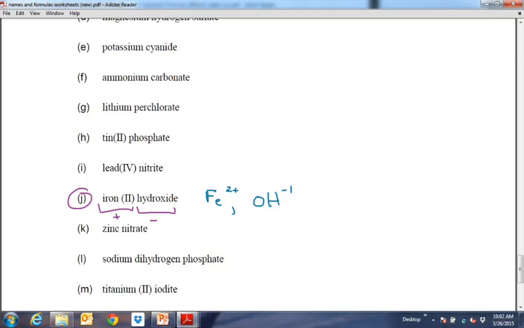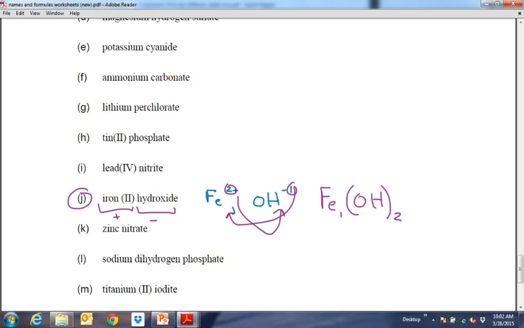Let's crisscross. Okay, I'm going to write Fe. How many Fe's do we need? We just need 1. Very good. And that 1 is optional. How many OHs do we need? 2. We do need 2 OHs. So here's an example where, since I need 2 of these things, in order to get 2 of them, I have to nest this. And that's it. Iron 2 hydroxide.